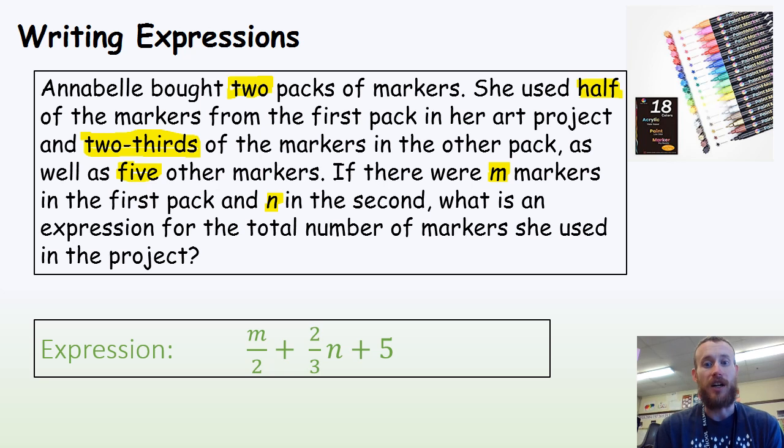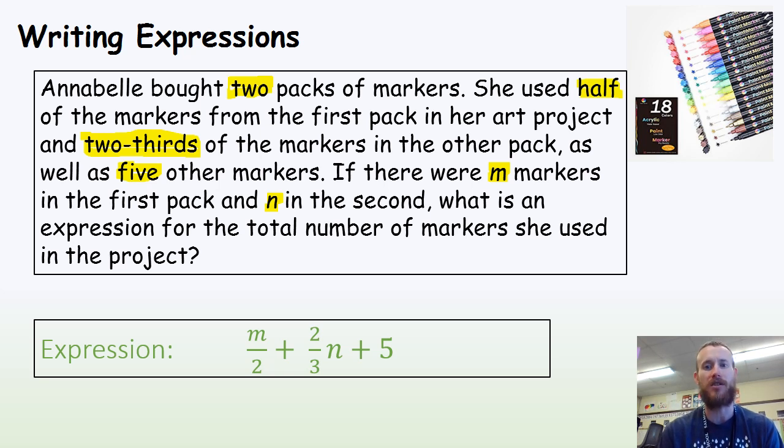So here's the final expression, m over 2. So where's that coming from? Well, m is the number of markers in the first pack, and she used half of them. So half in an expression is almost always written like this, divided by 2. So we use fraction bars when we're writing expressions. We don't use the division symbol. We could have written it as 1/2 times m, kind of like the next term here. But usually dividing by 2, that's how we would show half of m.